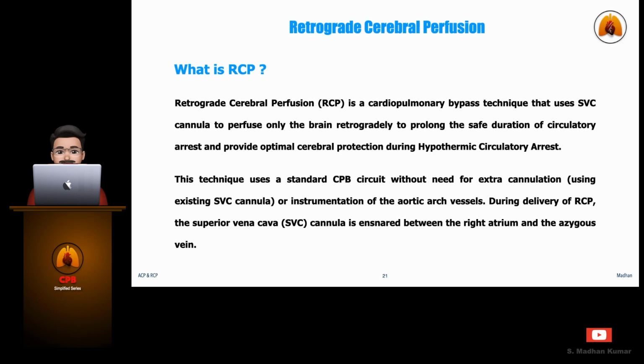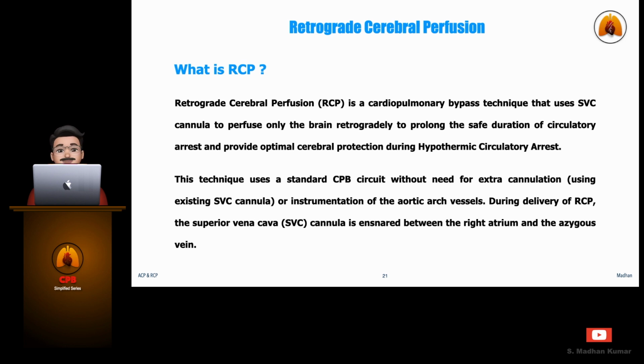Now let us see about retrograde cerebral perfusion. Retrograde cerebral perfusion is a technique which uses an SVC cannula to perfuse only the brain retrogradely to prolong the safe duration of the circulatory arrest and provide optimal cerebral protection during HCA. This technique uses a standard CPB circuit without need of any extra cannulation or instrumentation of the aortic arch vessels.